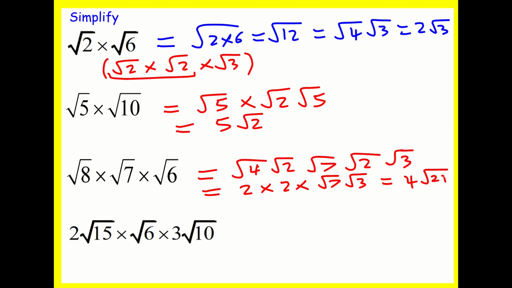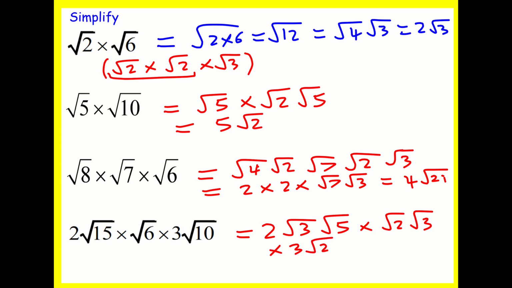And this last one, it really helps again to do this sort of thing. We can see that there's some common factors, like a common factor of 2 going on and a common factor of 3, and actually a 5 as well. So this is going to work out really nicely. 2 root 3 root 5 times root 2 root 3 times 3 root 2 root 5.